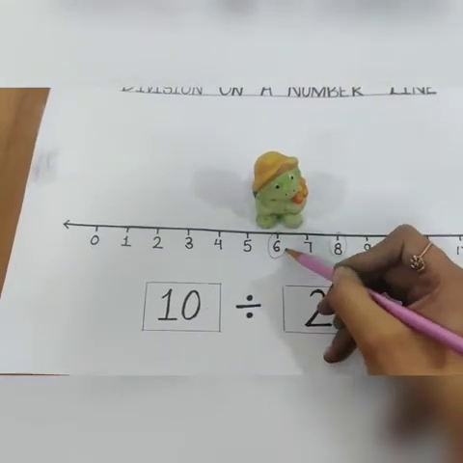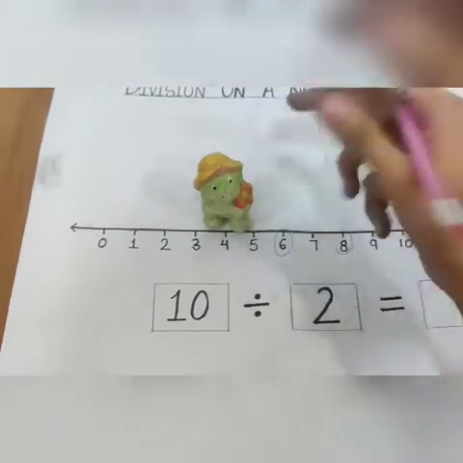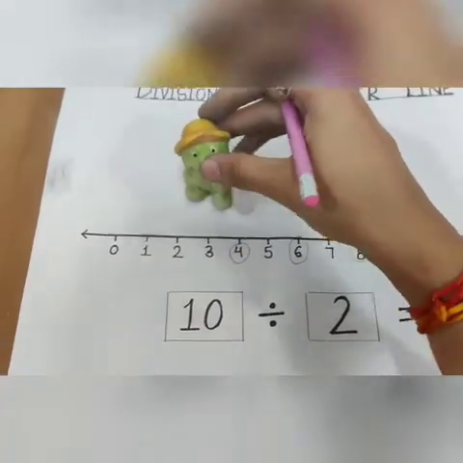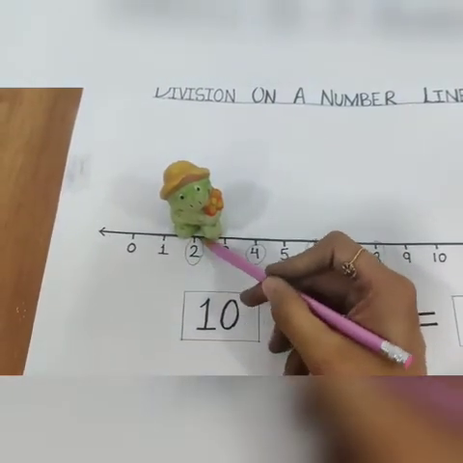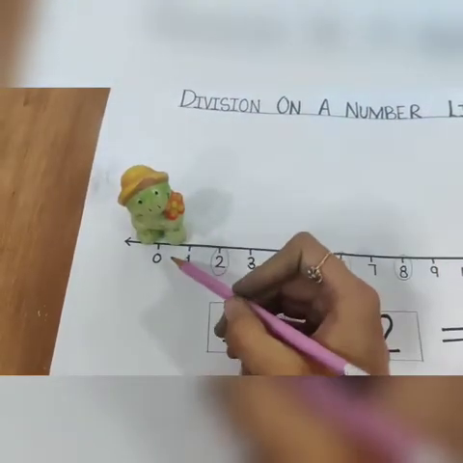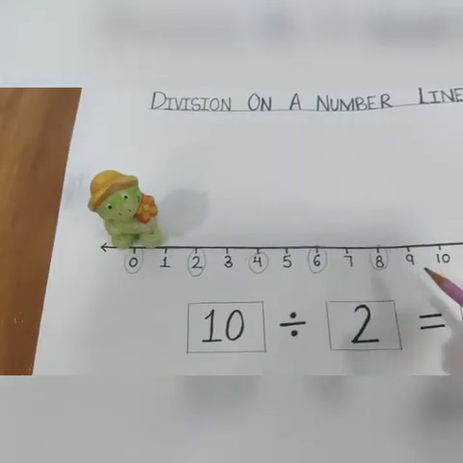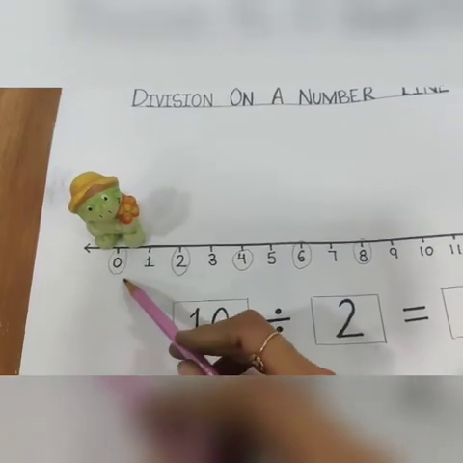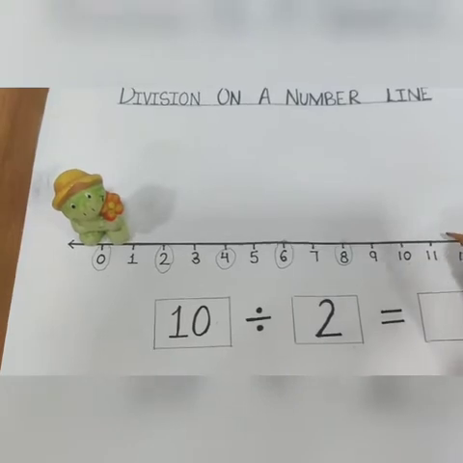We will mark 6. Then again 2 steps. It will reach number 4. We will mark it. Then again 2 steps. It reached number 2. We will mark it. Then again 2 steps. So the tortoise reached the number 0. Always remember, we keep on jumping till we reach the number 0. Now we will count how many jumps we have made.